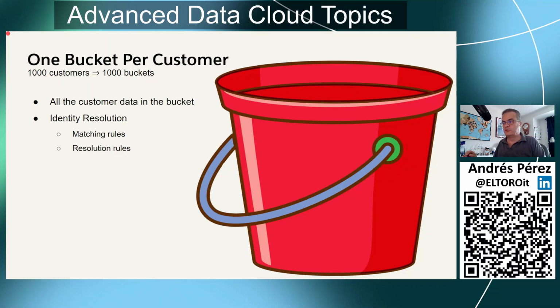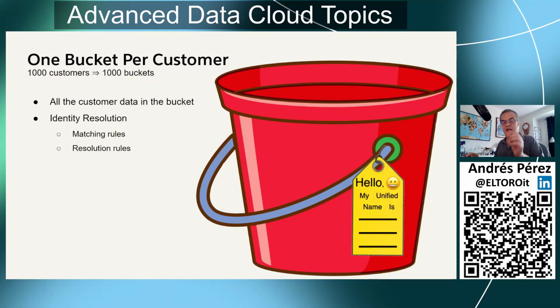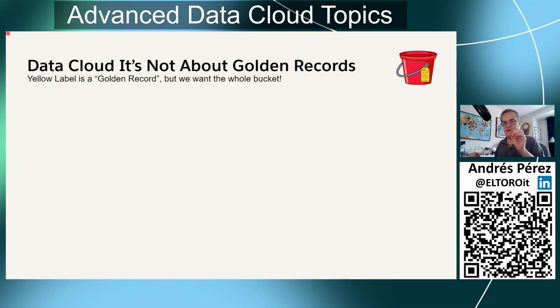So what we're going to do in order to identify each bucket is hang a yellow label on each and every one of those buckets. Now, this yellow label will say this bucket belongs to Robert Smith. What's important to understand is that that yellow label, although it may look like a golden record, is not. It looks like a golden record, but it is not.